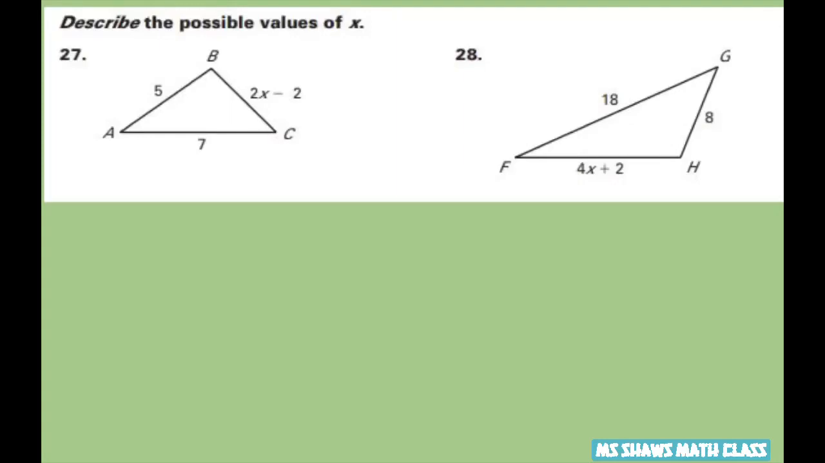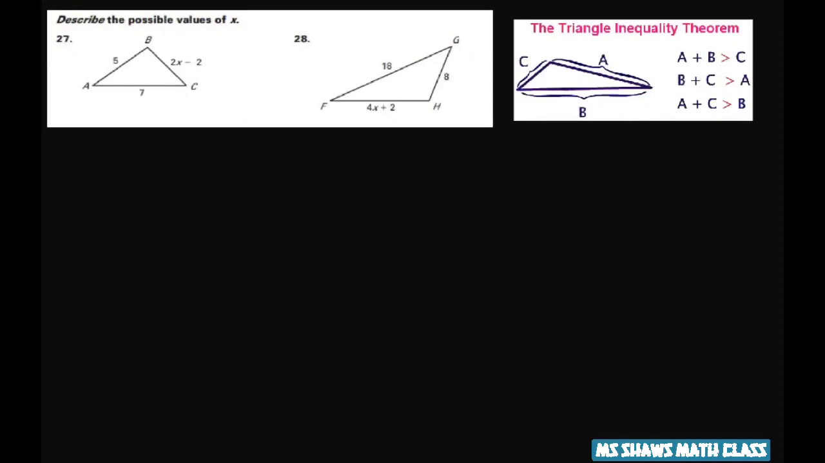Everyone, we're going to describe the possible values of x using our triangle inequality theorem. So we'll start with the first one, and we're going to test all of these inequalities and get all the possible values of x. The first thing I'm going to do is take these two and add them up, and that should be greater than 2x minus 2.